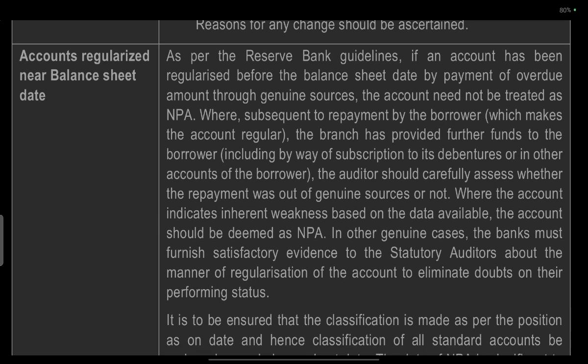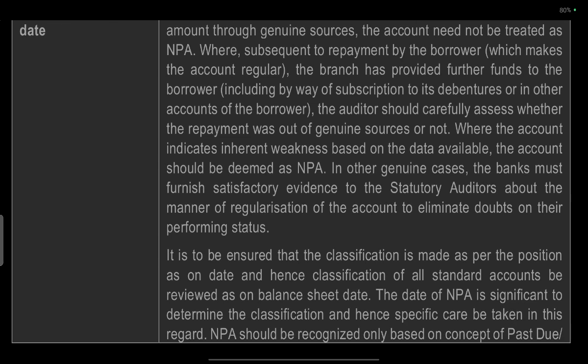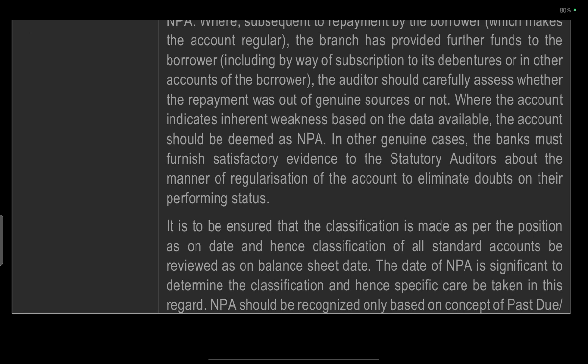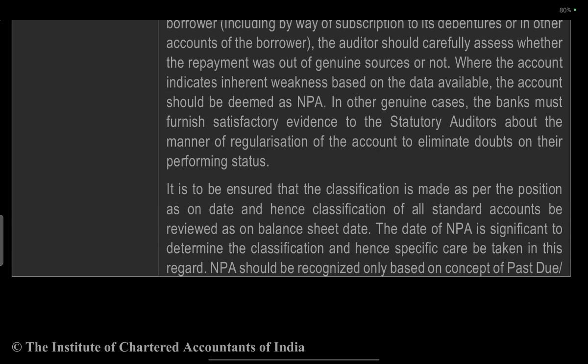As per RBI guidelines, if an account has been regularized before the balance sheet date by payment of the overdue amount from genuine sources, the account need not be treated as NPA. However, where subsequent to repayment the branch has provided further funds to the borrower, including via subscription to debentures of the borrower, the auditor should carefully assess whether the repayment was from a genuine source or not. Where the account shows signs of weakness based on the data available, the account should be treated as an NPA.